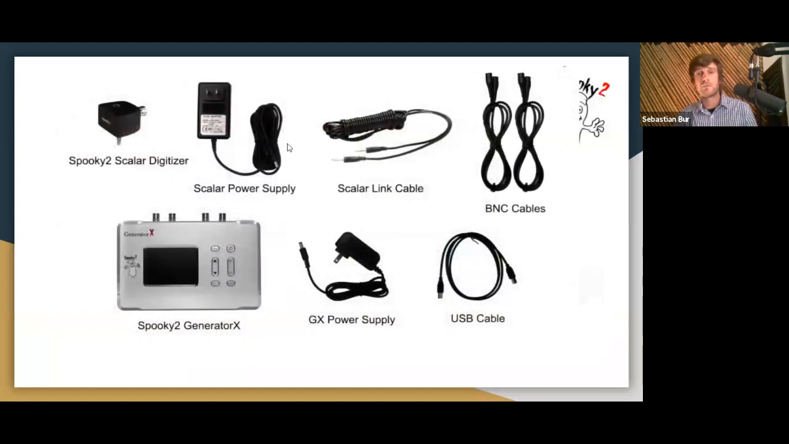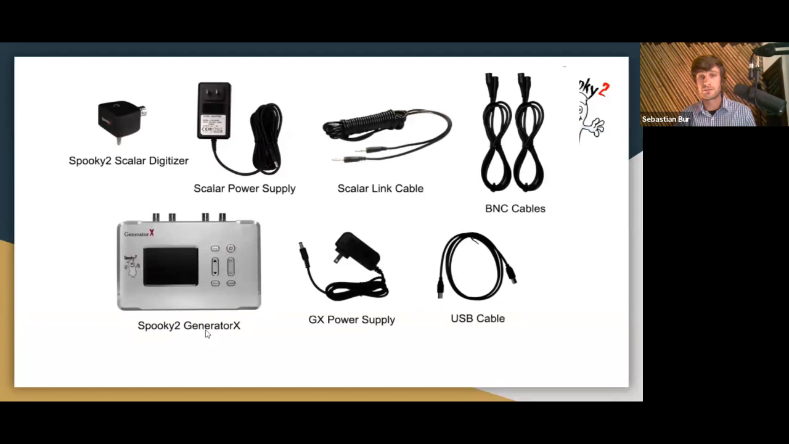Here's the other parts for a biofeedback scan. You need a scalar digitizer. This is very important. Without that, you can't do it. You need obviously a power supply. You need a link cable to connect both the boxes, and you need two BNC cables to connect both generators.